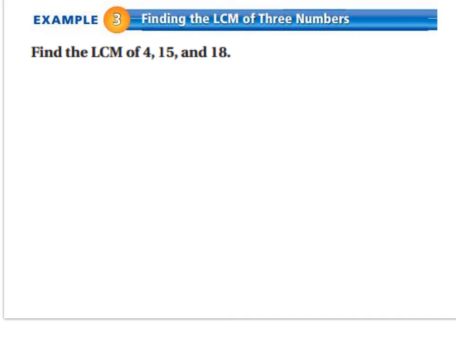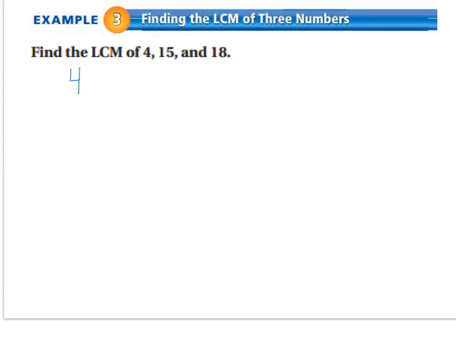Example 3, finding the least common multiple of 3 numbers. We could do this one of 2 ways. We could list the multiples for 4, for 15, and 18, and then circle the ones that were common and choose the smallest number. Or we can do the factor trees and use prime factorization. Let's do that second method this time.